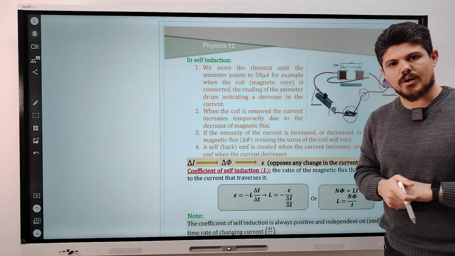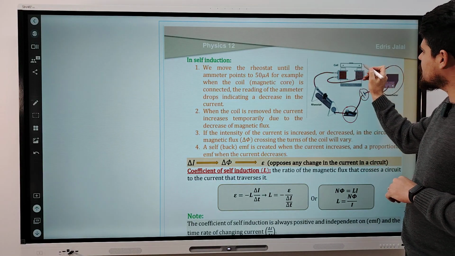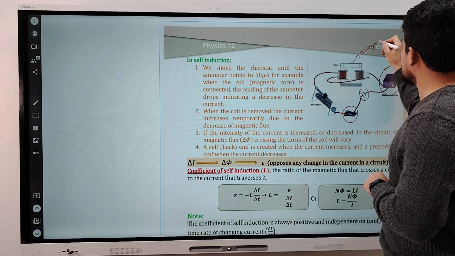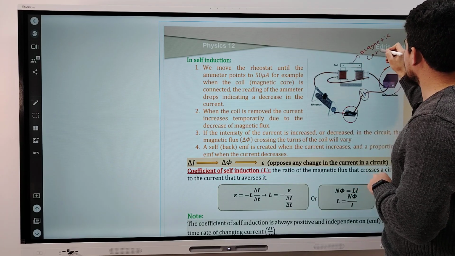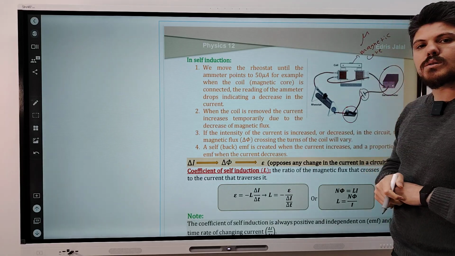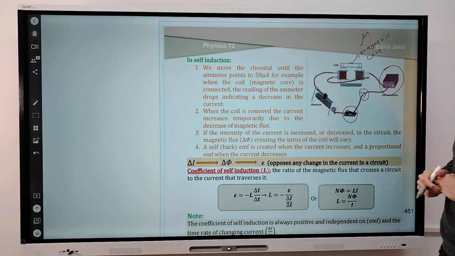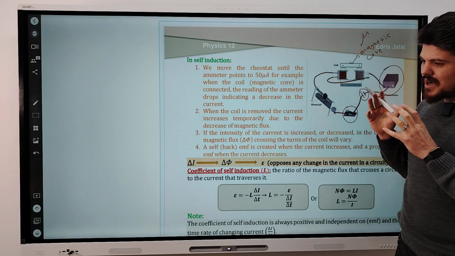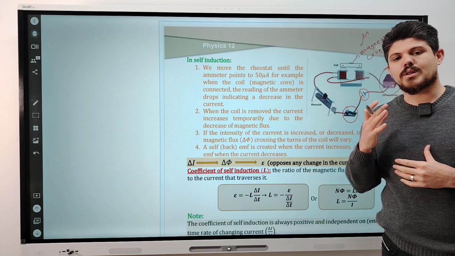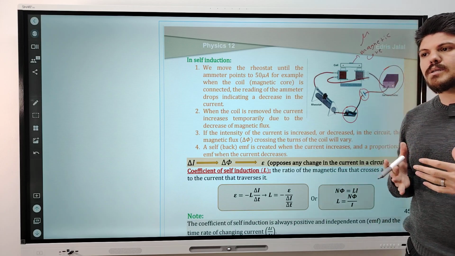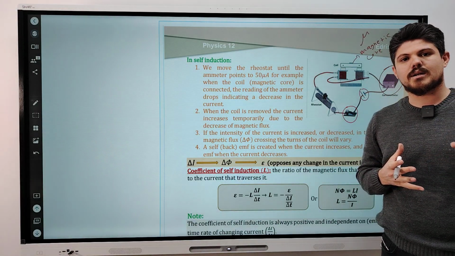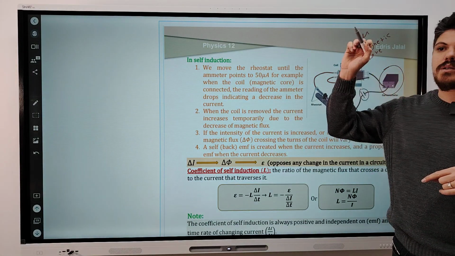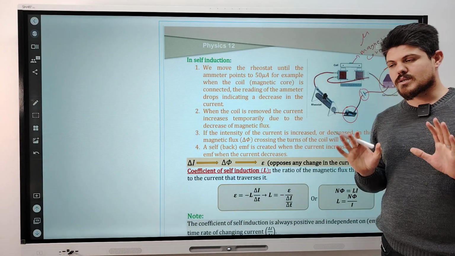And we have a coil here. What is this? This is the coil. Okay, and this is the magnetic core. It means that mu naught, or mu, sorry, not mu naught. Mu naught is for the air. This is mu. What is the relation of the magnetic field with the permeability? The permeability has a direct relation with the magnitude of the magnetic field. When the permeability increases, the magnetic field also increases.